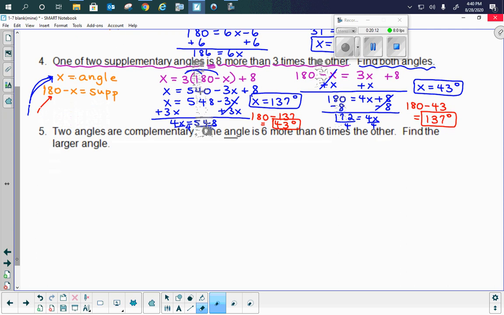All right, number 5. Different wording again, but I do see the word angle and I see the word complement. And so I'm ready to define. I think we're ready to go. So defining x equals the angle, and the complement is going to be 90 minus x.